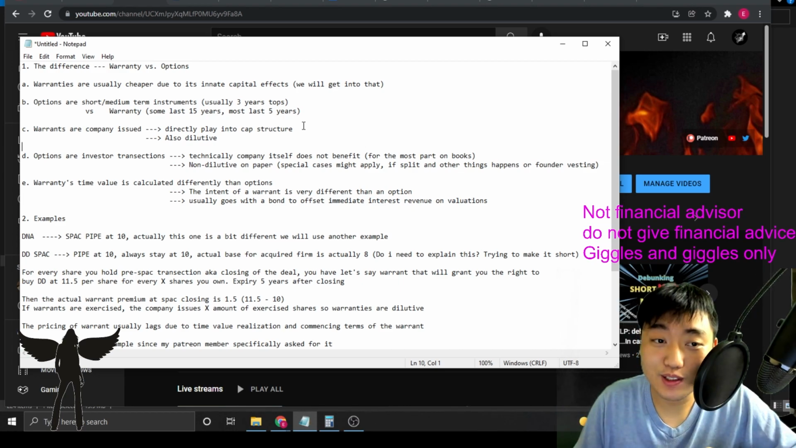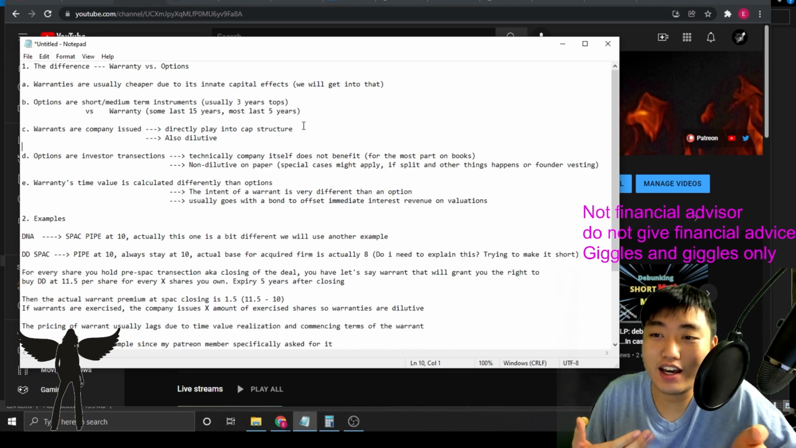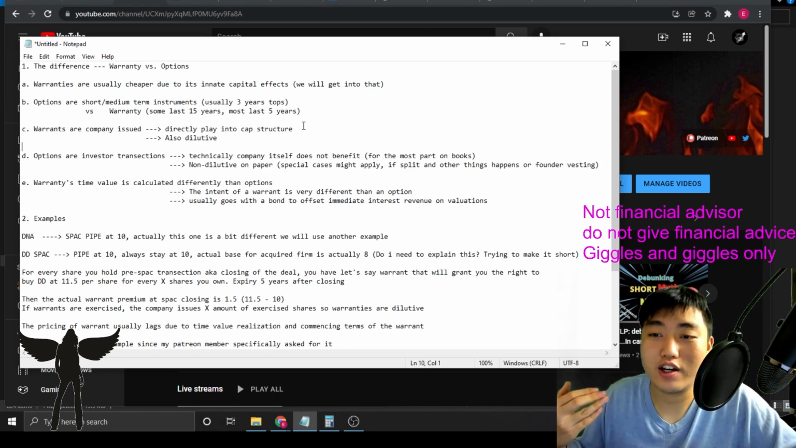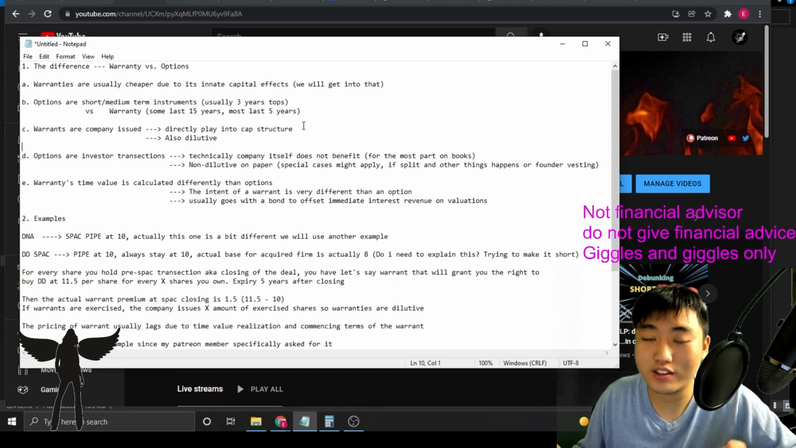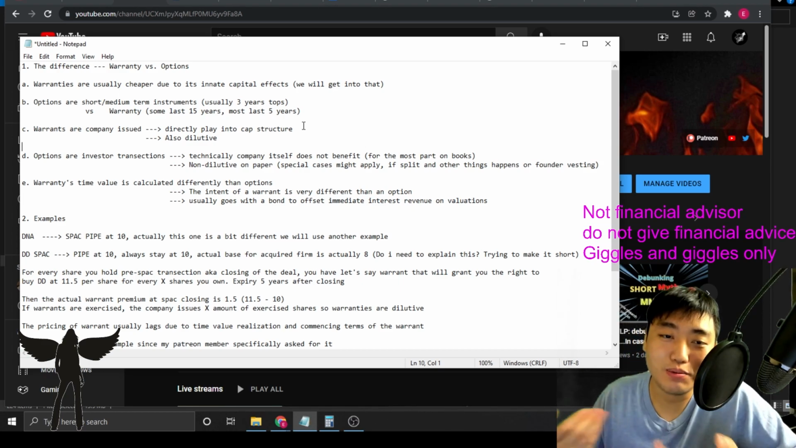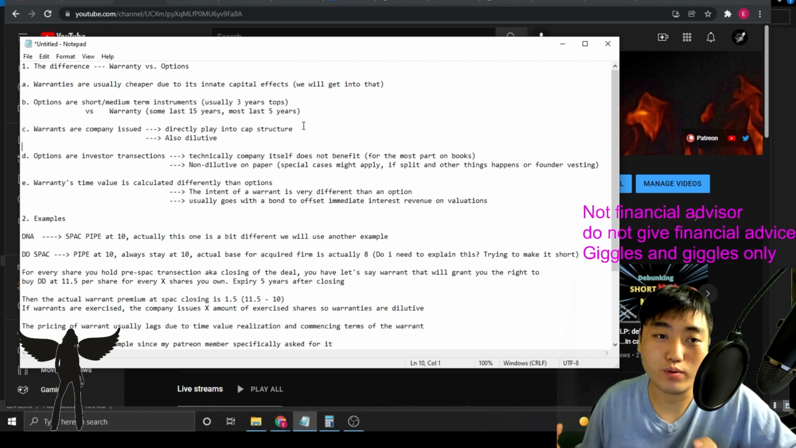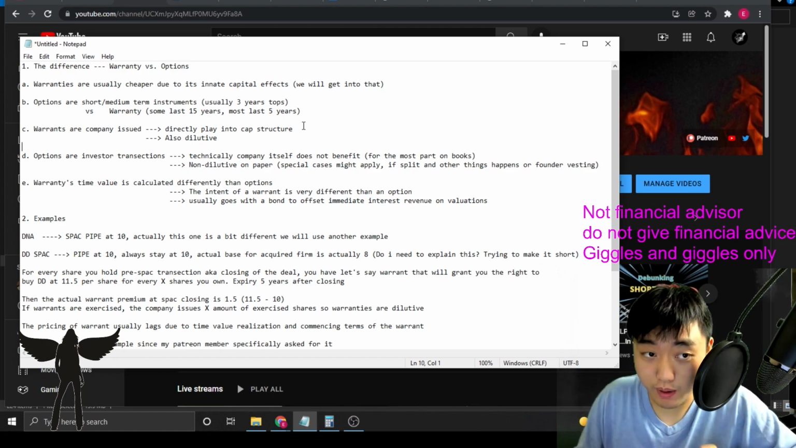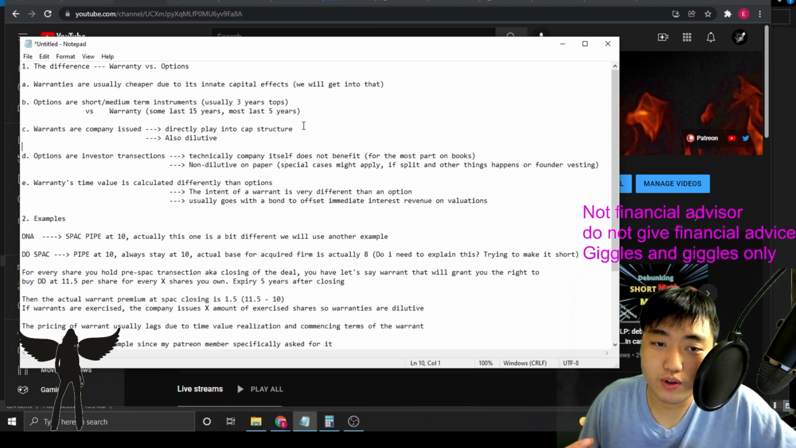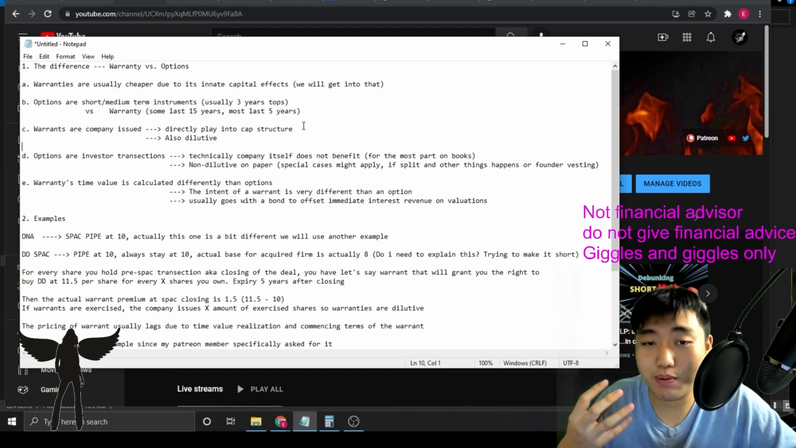So basically, warranties are like options, but they're not really like options in their own way. In terms of how market mechanics go, a warranty is a right to buy, but not an obligation to buy or sell. And usually companies issue call warranties rather than put warranties. For those of you who don't know what call warranties and put warranties are, it's similar to call options and put options. Call warranties are rights to purchase at a certain strike price, and put warranties are rights to sell at a certain strike price. Okay, warranties are usually cheaper due to their innate capital structure effect.